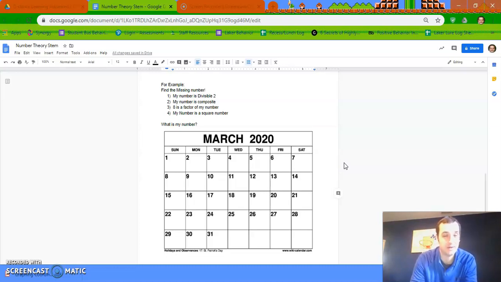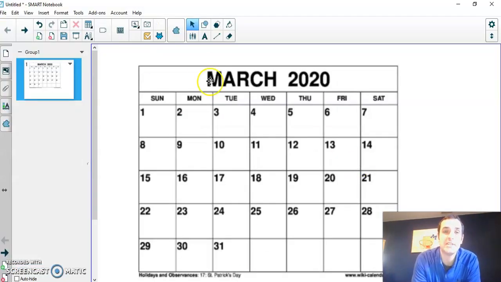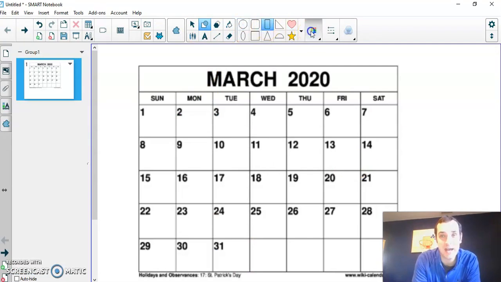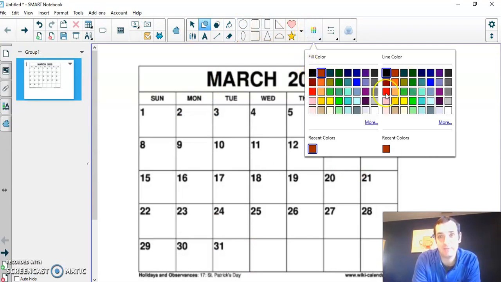And then a square number and an unsquared number, you're not sure about. But let's take a look here. Let's play the game. So my number is divisible by 2. So if my number is divisible by 2, that means all of my numbers that are not divisible by 2, I have to cross off.